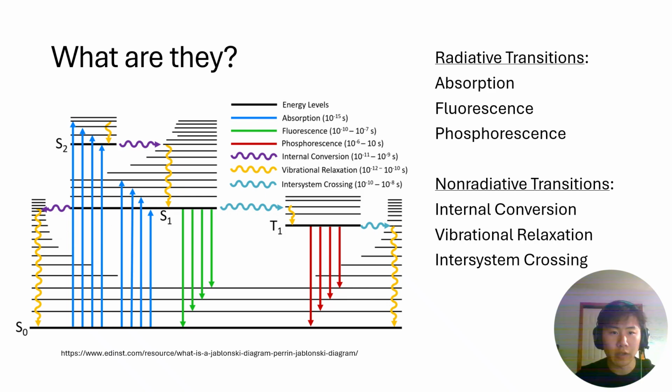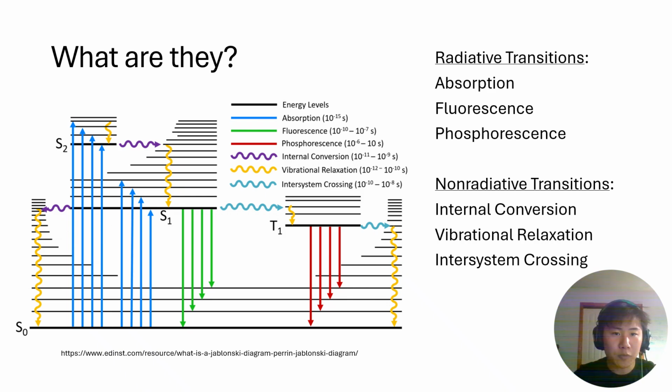Non-radiative transitions include internal conversion, vibrational relaxation, and intersystem crossing. Internal conversion involves a molecule in the excited state reaching a point where the electron distribution and nuclear coordinates are the same as a molecule in the ground state. This allows a molecule to go back to the ground state and, in the process, shed excess energy as heat through vibrational relaxation, which occurs when a molecule loses energy as heat and goes to the lowest energy vibrational mode within the same electronic state.